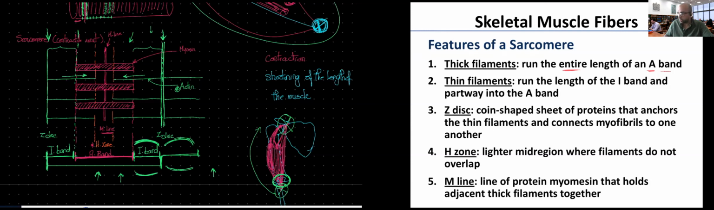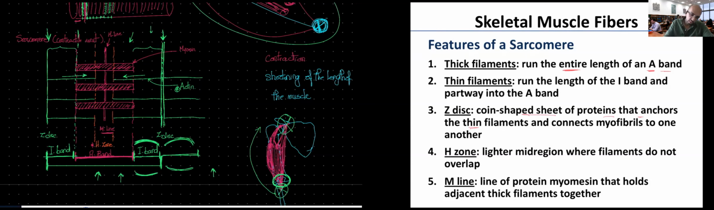Z discs are cone-shaped sheets of proteins that anchor the thin filaments and connect the myofibrils to one another. If you remember, on here those are my Z discs that are connecting the thin filaments to one another.